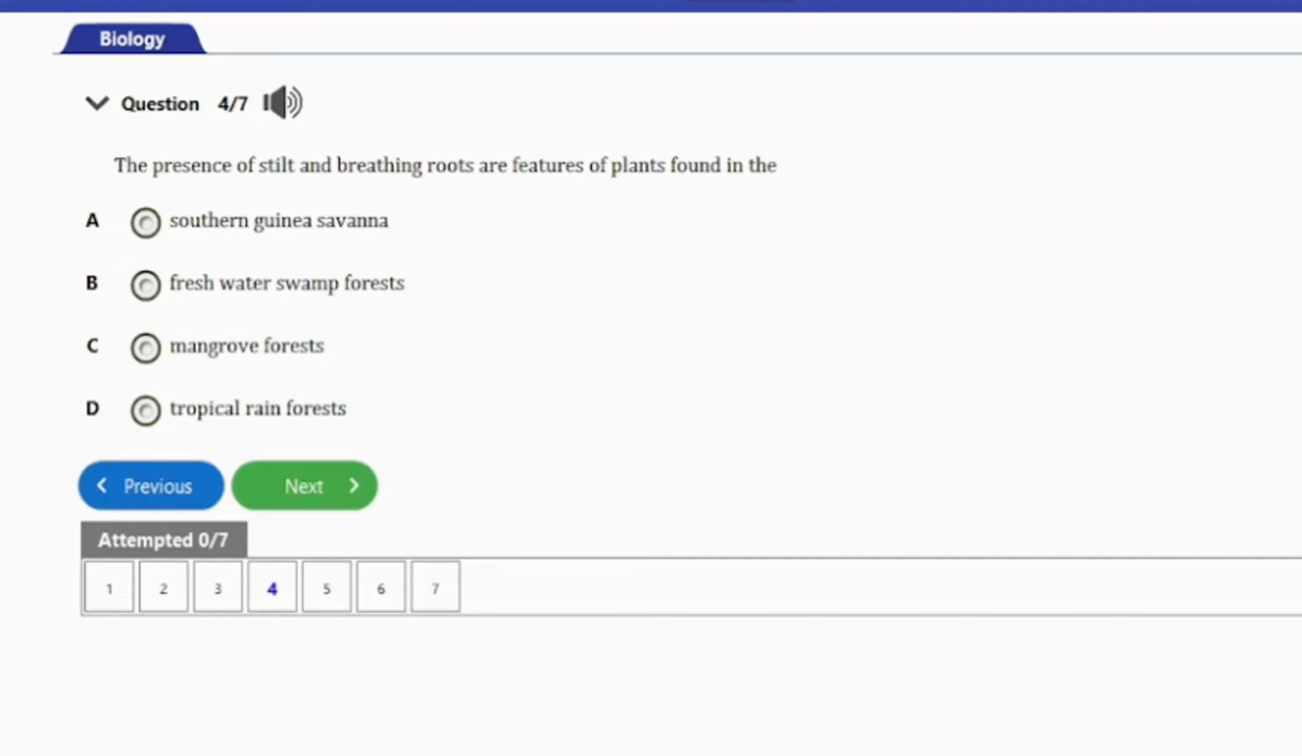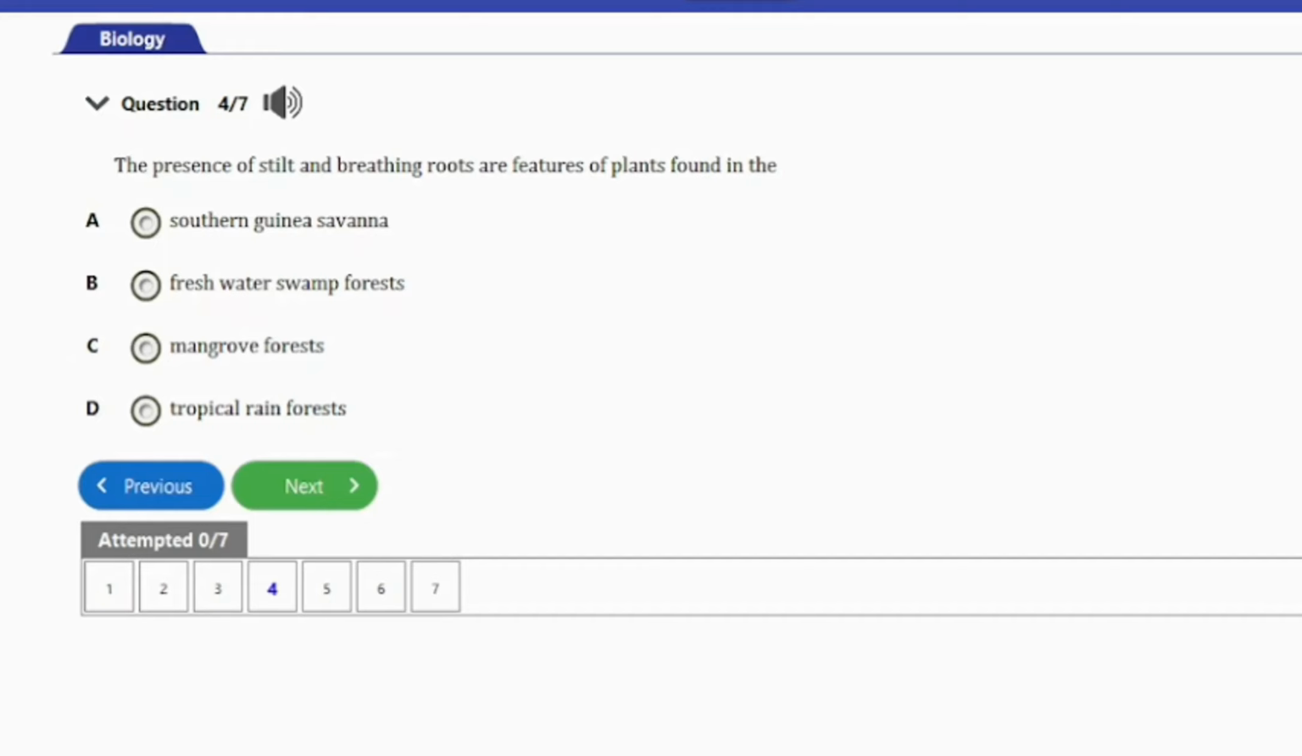That's question number 4 here. It says, the presence of silt and breathing roots are features of plants found in the A. southern Guinea savanna, B. freshwater swamp forest, C. mangrove forest, D. tropical rain forest. So guys, the answer to this question here is option C, and that's mangrove forest. So actually, plants in the mangrove forest will possess stilt roots or breathing roots. So that's it for that question, option C.